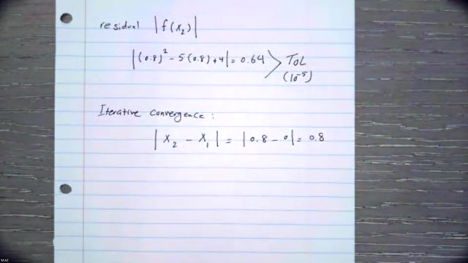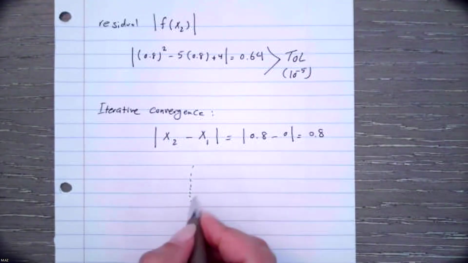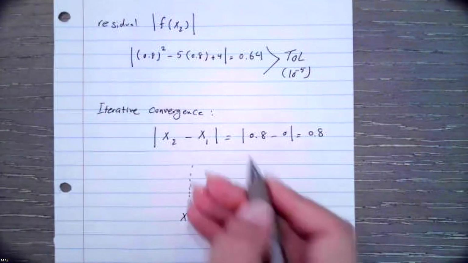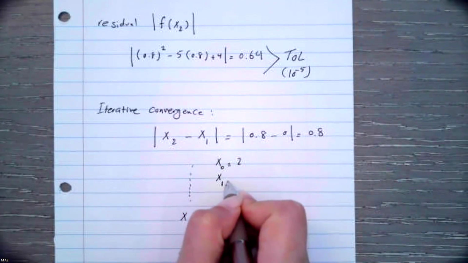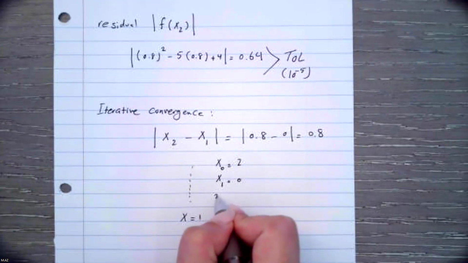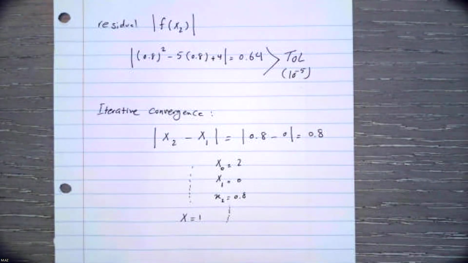For iterative convergence, we also need to know the value of the tolerance. And if we continue this process, after a certain number of iterations the algorithm approaches the root 1, because the initial guess is given as 2. The value of x sub 1 is 0, x sub 2 is 0.8, and once we continue, the answer approaches the root 1. This is the process for using the Newton-Raphson method.